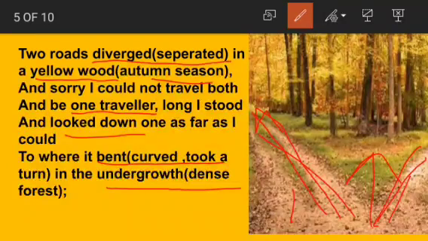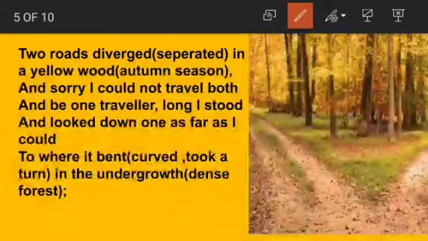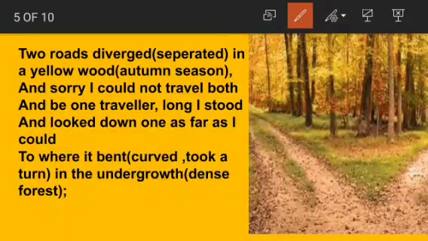So here the poet is standing because he has to decide as to which road he has to go. Okay. So here we can see that the poet is the only traveler who is standing there. And he wants to decide as to which road he has to take. And here the poet has described the forest.